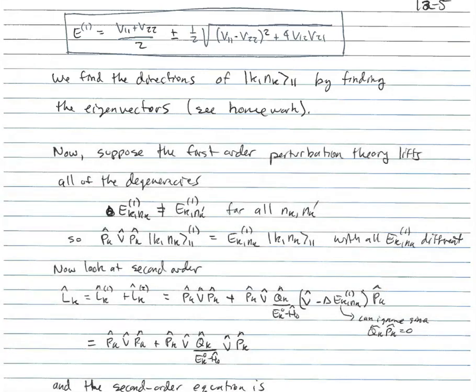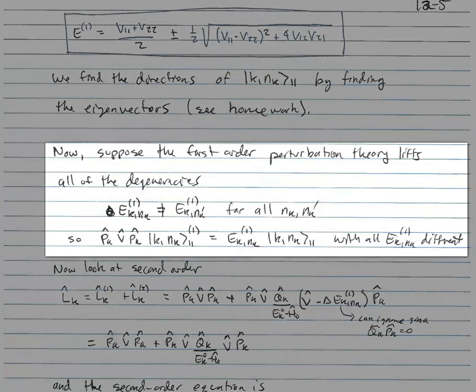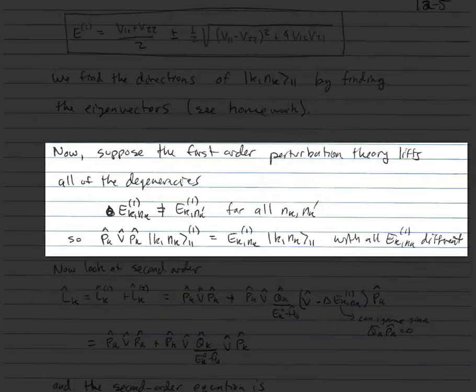All right, so now let's assume that that first order perturbation theory actually lifts all of the degeneracies. So that square root is non-zero. If that occurs, then E_k,n_k of 1 does not equal E_k,n_k' of 1 for all n_k, n_k'. We're now back to the full case where D_k is some number that is 2 or larger. And that means the eigenvalue equation for L_k of 1, that is P_k V P_k acting on the |k,n_k parallel of 1> is equal to E_k,n_k of 1 times |k,n_k parallel of 1>. That has all of these E_k,n_k of 1s different. That's what it means to say that the degeneracy has been lifted.